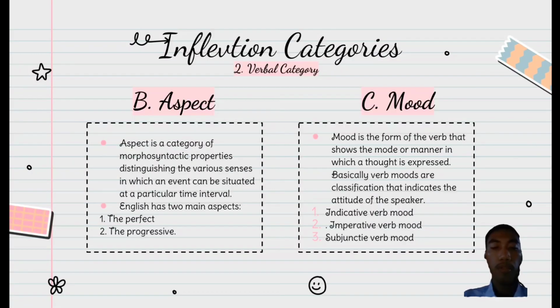Mood. Mood is the form of the verb that shows the mode or manner in which a thought is expressed. Basically, verb moods are a classification that indicates the attitude of the speaker: indicative verb mood, imperative verb mood, and subjunctive verb mood.